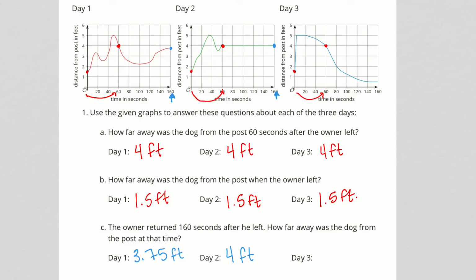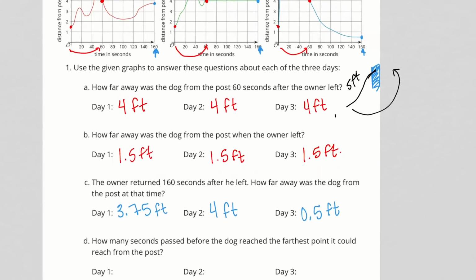Then day 3 at 160 seconds, it looks like 0.5 feet. And if you guys remember this situation for day 3, the dog wound himself around the post. So if we have a post, let's say that the dog is attached to it with his 5-foot leash. And if he continues to run around the post in one direction, he's going to lose a lot of his leash because it's going to be wound up, right? So that's why it is 0.5 feet there.